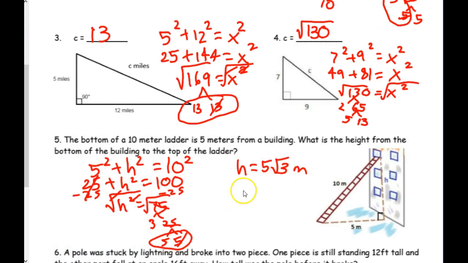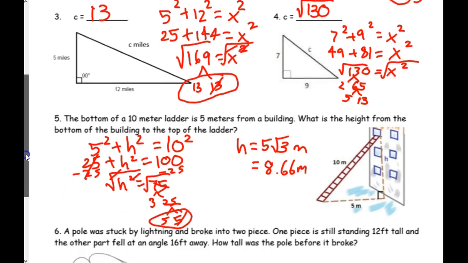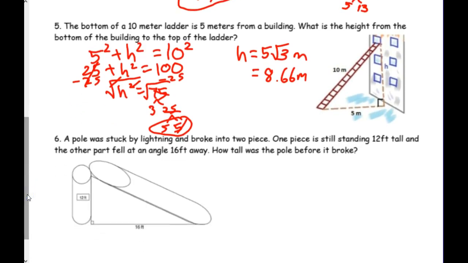8.66, okay. That's what we really needed. The decimal answer, because we're talking about a real world scenario where we have to find a measurement. Kind of like number 6, a pole struck by lightning, broken into 2 pieces.